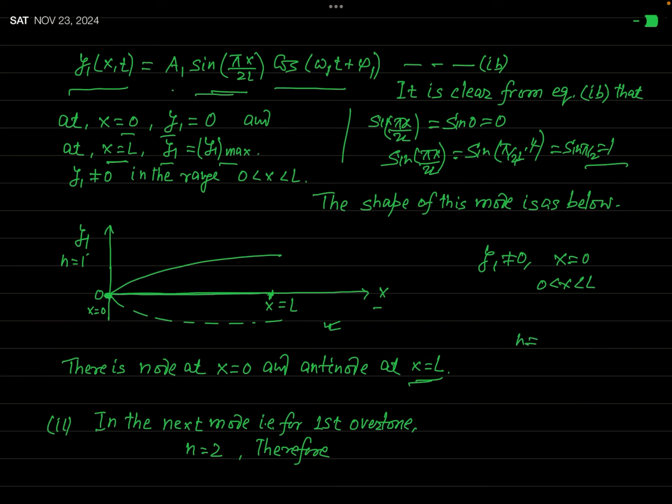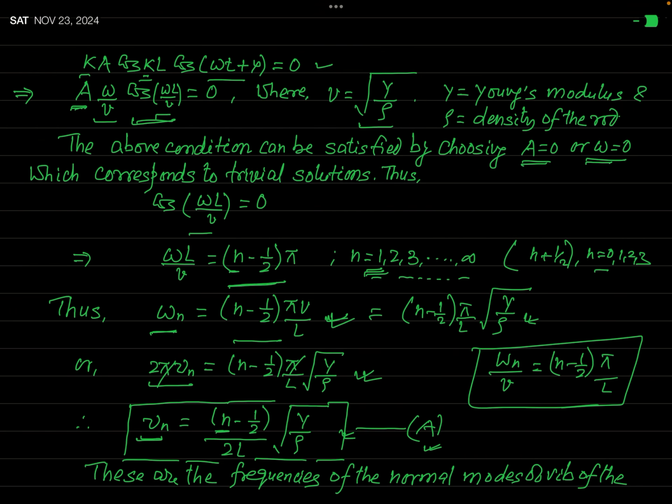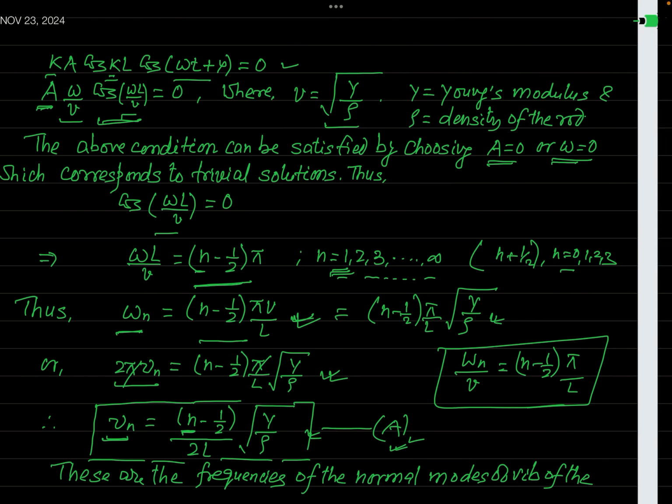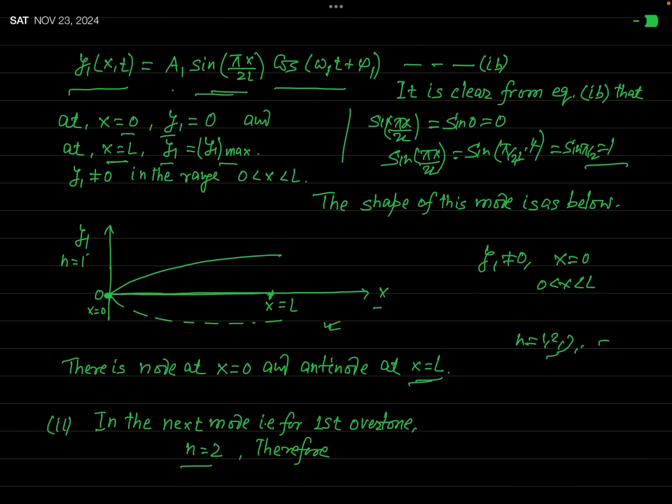You have seen that n is equal to 1, 2, 3 and so on. So the successive higher mode of vibration will be n equal to 2. When you take n equal to 2, you will get the frequency of vibration in this mode from this equation A, replacing n everywhere by 2. This will be 2 minus half, that is 3 over 2. So that will be 3 over 4L times B.